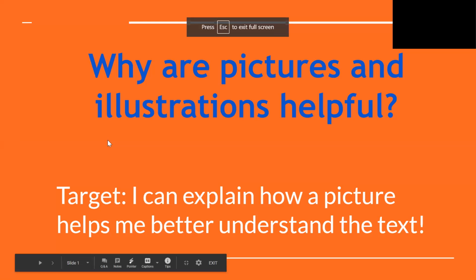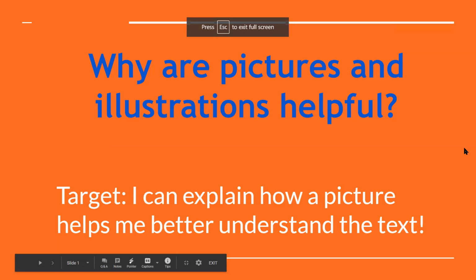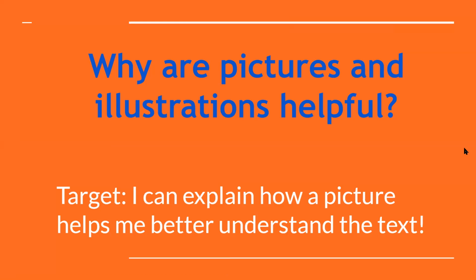Yesterday we talked about text features. Text features are features that are found in a nonfiction text, and nonfiction means that it is what? You guessed it, real. Nonfiction are real books, real texts. Today we're just going to focus on one specific text feature. We talked about yesterday how pictures and illustrations are text features. And we're going to focus on that and talk about why are pictures and illustrations helpful.